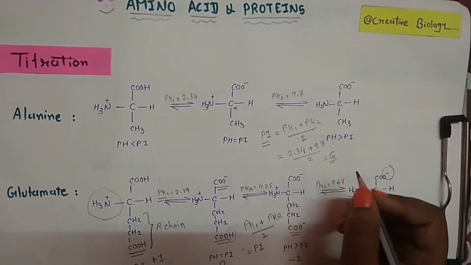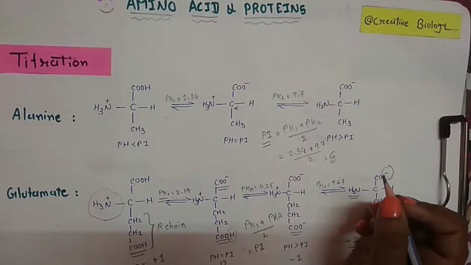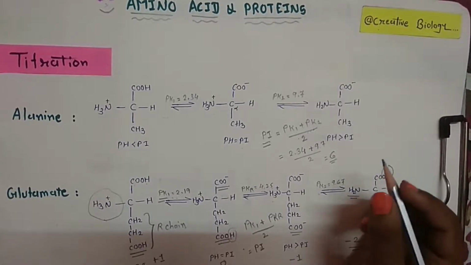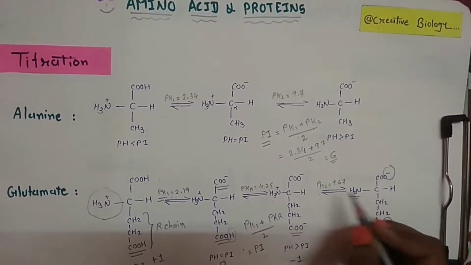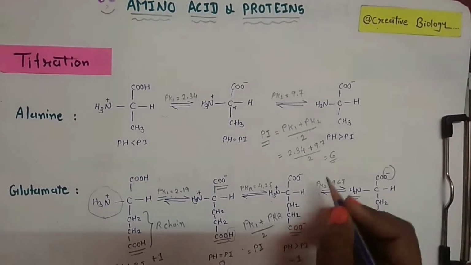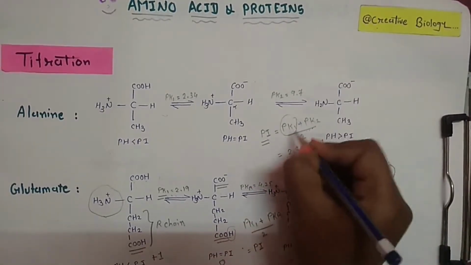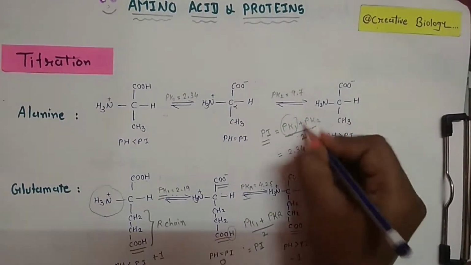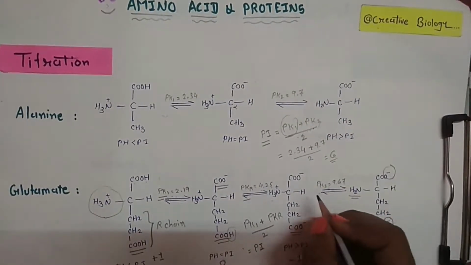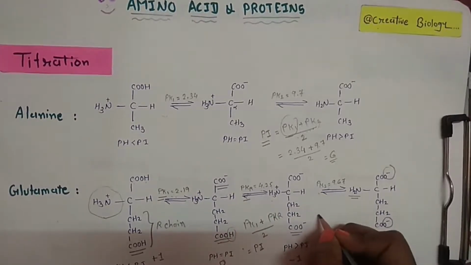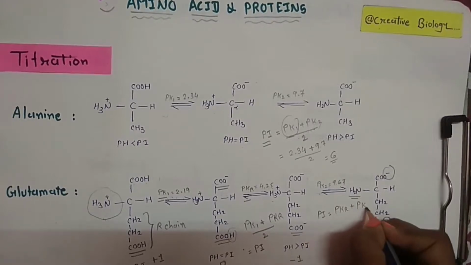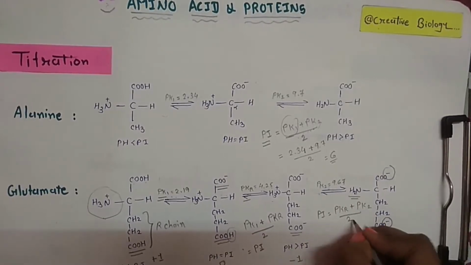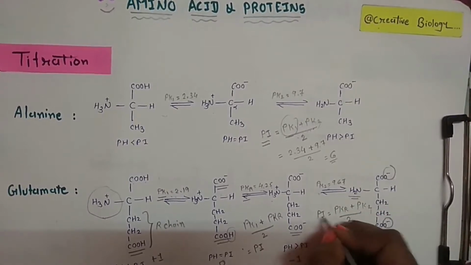But in the case of a basic amino acid, let's take the example of histidine, you get this type of equation as well. In that case you have to take pK1 as pKr and pK2 as pK2. Let's consider this as histidine. You calculate the pI value as pKr plus pK2 divided by 2, and that value gives you the pI value.